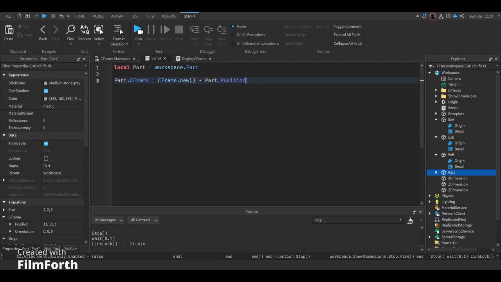And it's important that you put the part's position after the CFrame, since the part's position is a Vector3 data type by itself. And if a CFrame is added by a Vector3 data type, if the CFrame is first, then this Vector3 data type will be added on as a position into the CFrame.